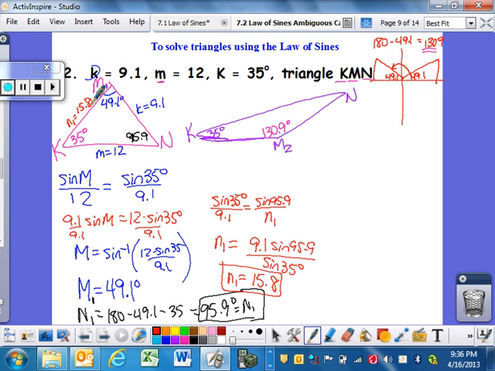And now this should work out. Longest angle or largest angle, longest side. Okay? Middle angle, middle side, smallest angle, smallest side. So that works out for me.